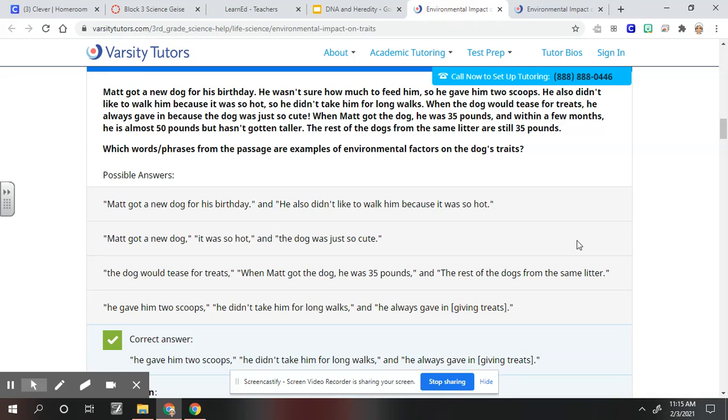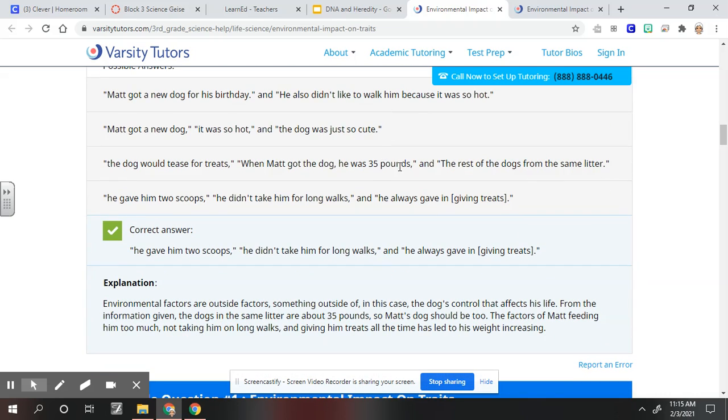So what do you think was the cause of the weight gain in Matt's dog? If you said he gave him 2 scoops and he didn't take him for long walks and he always gave in giving him treats, you would be correct. The dog had the proper genes for a certain height and weight, but environmental factors such as overfeeding, lack of exercise and too many treats caused an override on those genes and caused obesity in the dog.